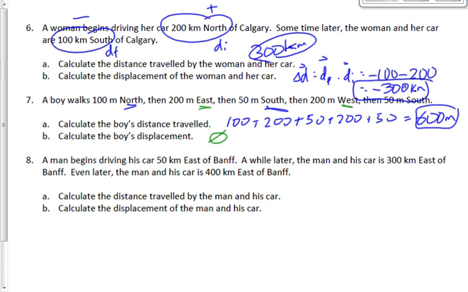Finally, number 8 says a man begins driving his car 50 kilometers east of Banff. A little while later, he's 300 kilometers east of Banff, and even later, he's 400 kilometers east of Banff. Let's go displacement first. These are, by the way, positions, right? Displacement is the final position minus the initial position. It's going to be 400 minus 50. Where does that 300 come into play there?